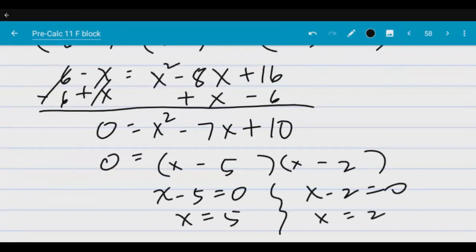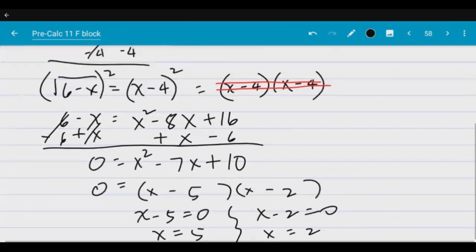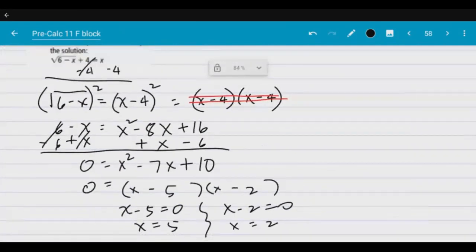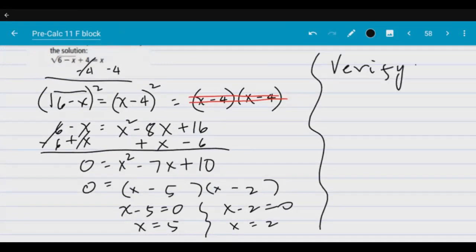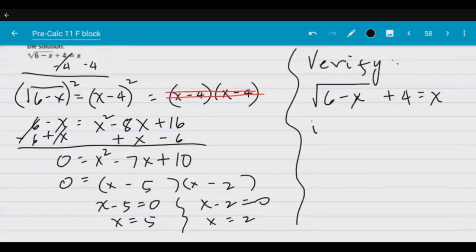Now let's do the check part, all right? Verify. All right. What is the original equation? The root of 6 minus x plus 4 equals x. Okay. So let's check the first one. If x equals 5, is it going to work? Let's see. So we have root of 6 minus 5 plus 4. Is that going to give me a 5?